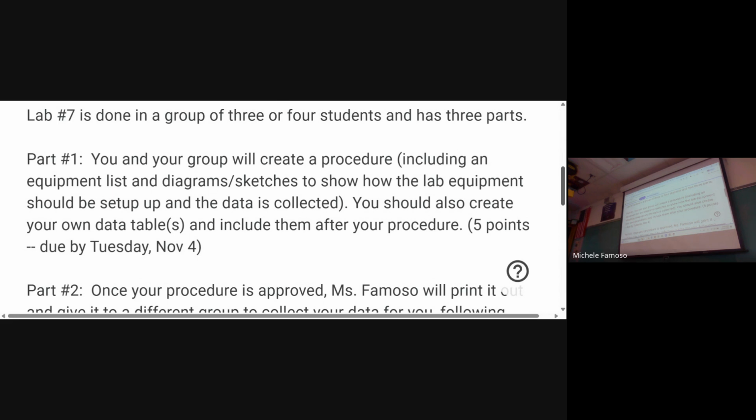Make sure you read the lab handout. It gives you 2 different ways that this can be done. If you don't read it, you're not going to have any clue what to do. I'm checking to make sure that you know how to write a procedure.